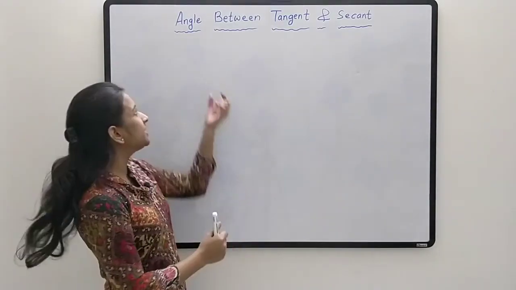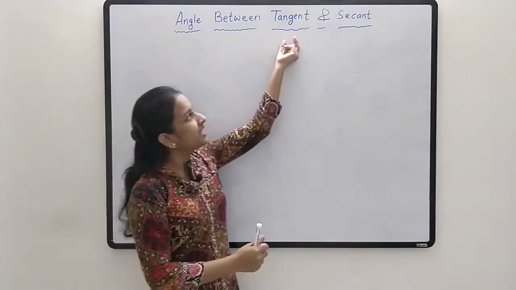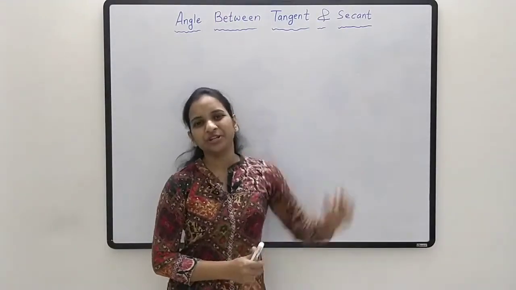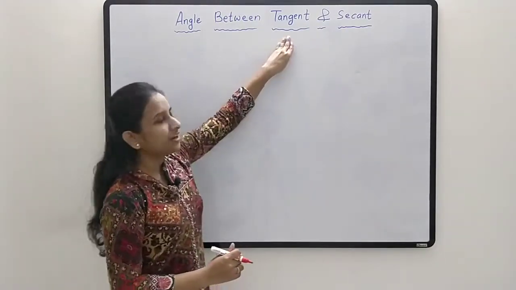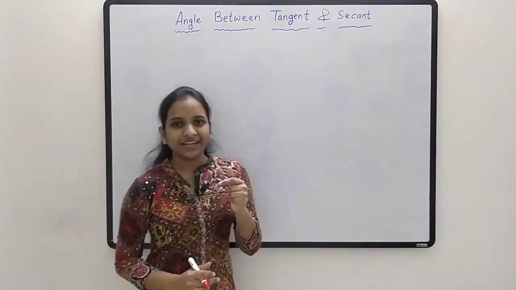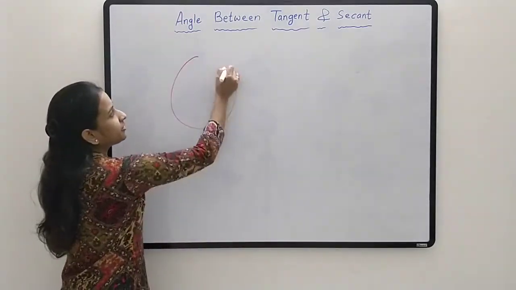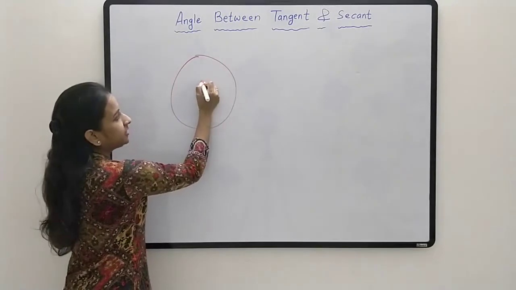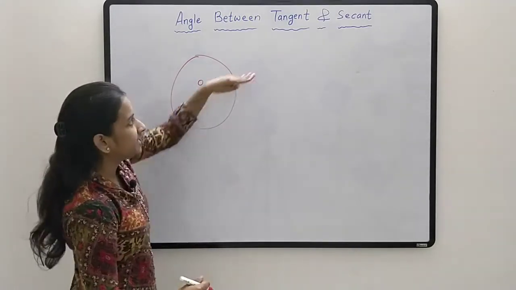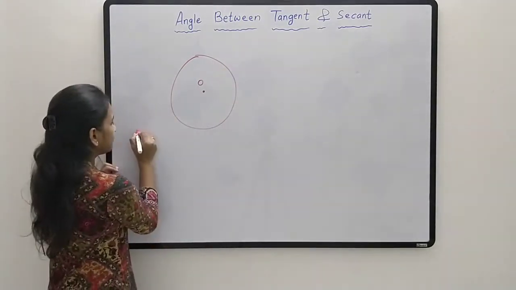In this video, we will learn how to find the angle between a tangent and a secant at the point of contact. See, for a tangent and secant, the basic requirement is a circle. So let's quickly draw one circle with center O. Let's draw one tangent and one secant.